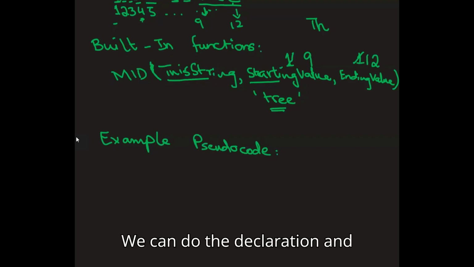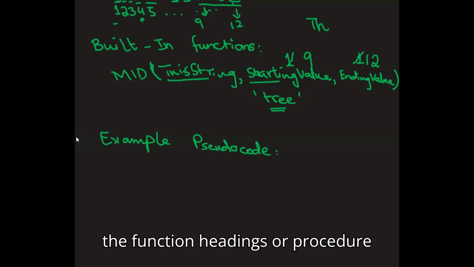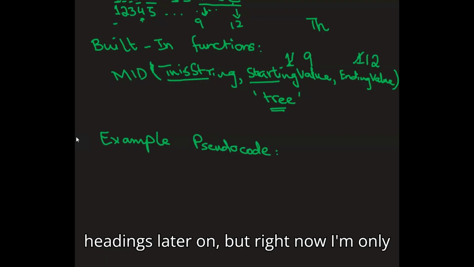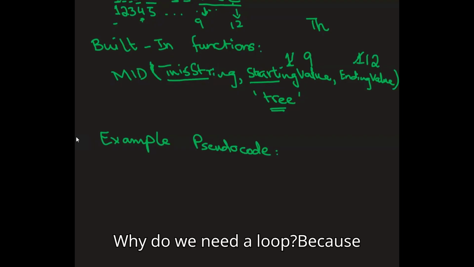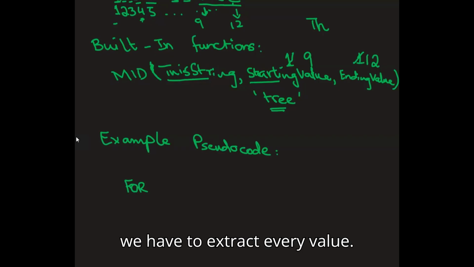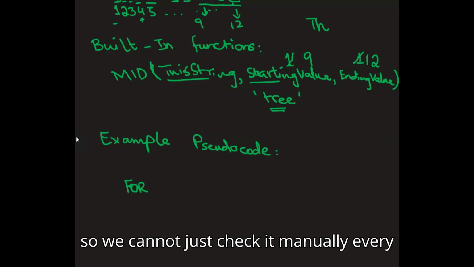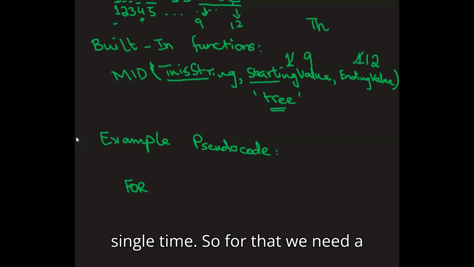We can do the declarations and the function headings or procedure headings later on, but right now I'm only going to start from the loop. Why do we need a loop? Because we have to extract every value. The example string has the length 12, but this can be any string. It can have values till 100, till 200. So we cannot just check it manually every single time. So for that, we need a loop.